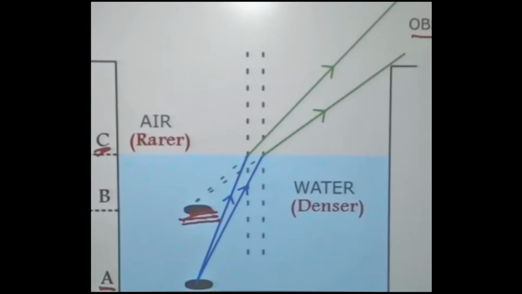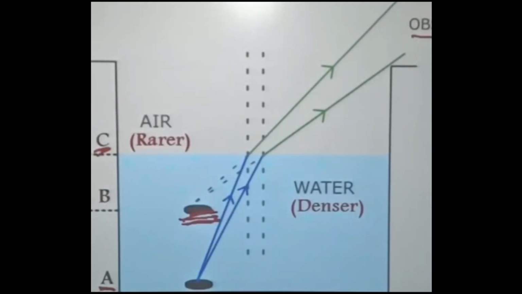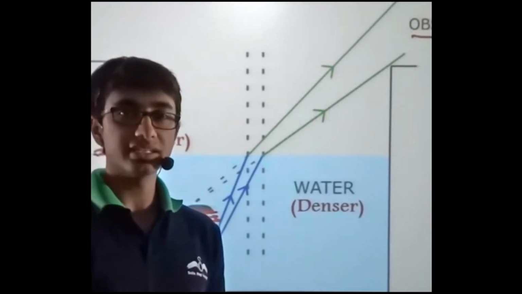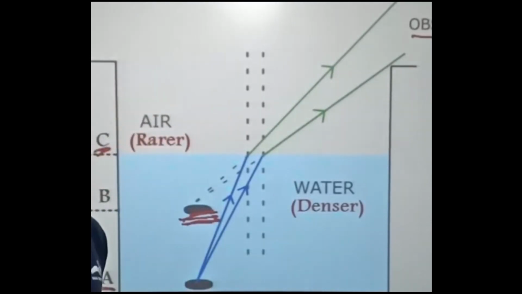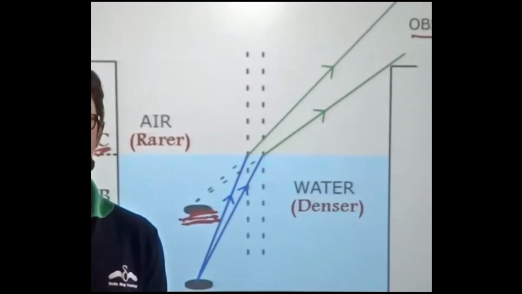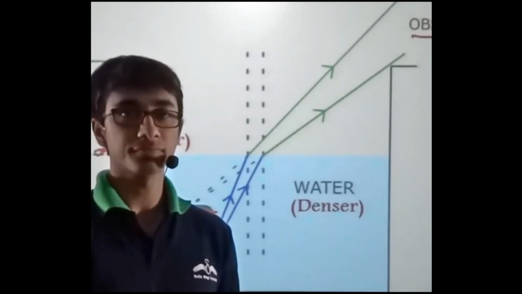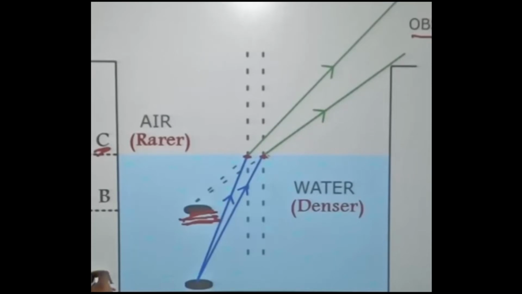Now let us familiarize ourselves with some technical terms. The depth at which the coin has actually been placed is known as the real depth, because that is the actual depth where the coin is. The depth at which the observer thinks the coin is, we can call apparent depth, because to the observer it is apparent that the coin is actually at that place. So this is known as apparent depth.